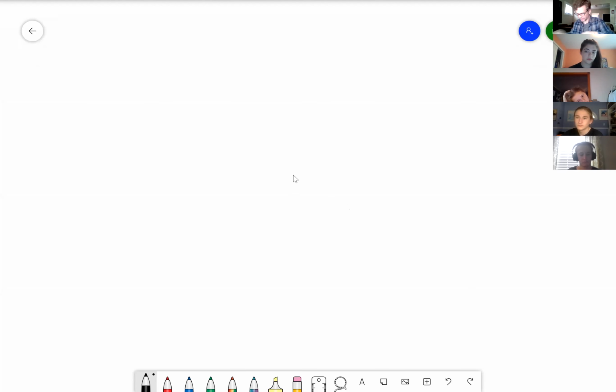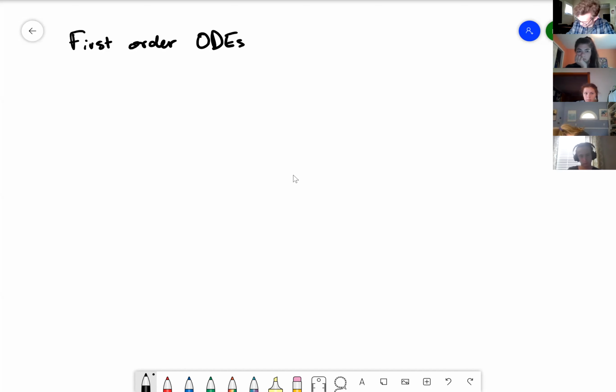Let's see. Okay, so today we are going to be talking about... Well, okay, so let's review very quickly what we had talked about before. So we've been looking at first order ODEs so far, and these are ODEs that can be written in the form y prime is a function of x and y. And we looked at a couple of easy cases to solve for this.